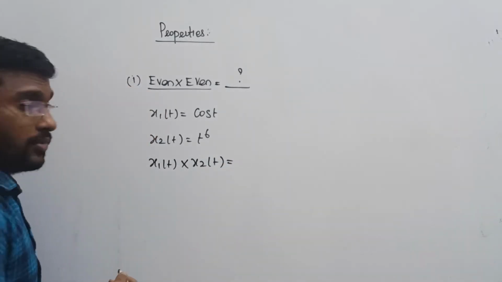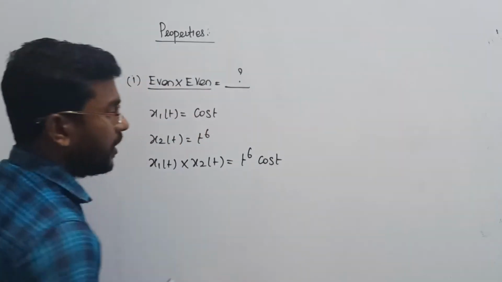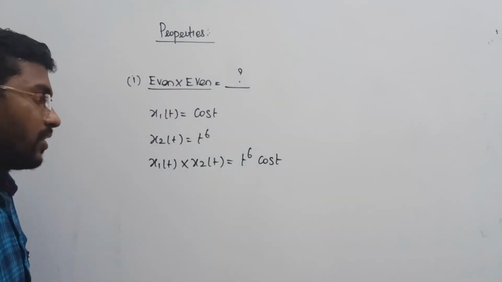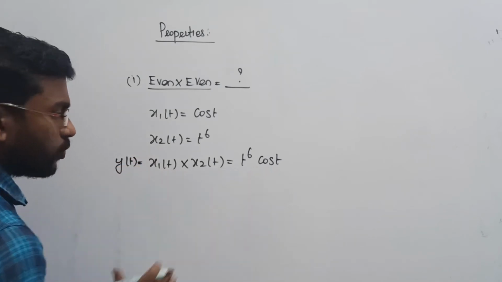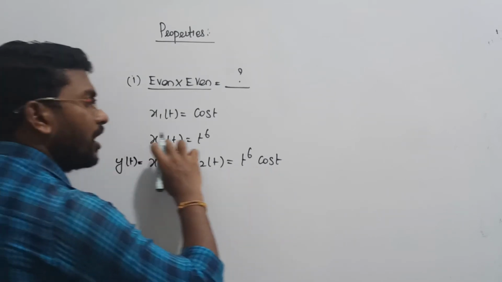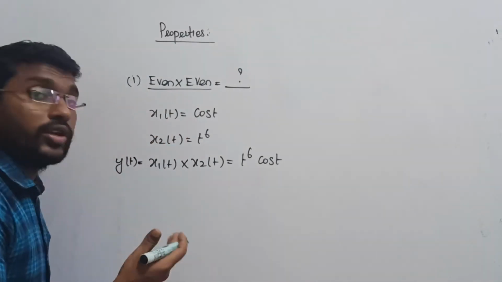If I multiply them, then what will we get? We are going to get t power 6 into cos t, right? Now this is the product of even signals, right? Let me call it y of t. This resultant value is called y of t for our understanding. This is the multiplication of two even signals. Let us check whether the resultant is also even or not, right?